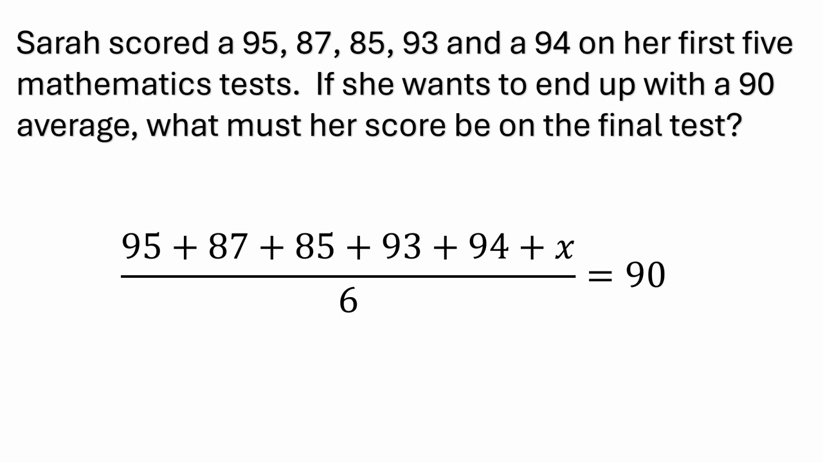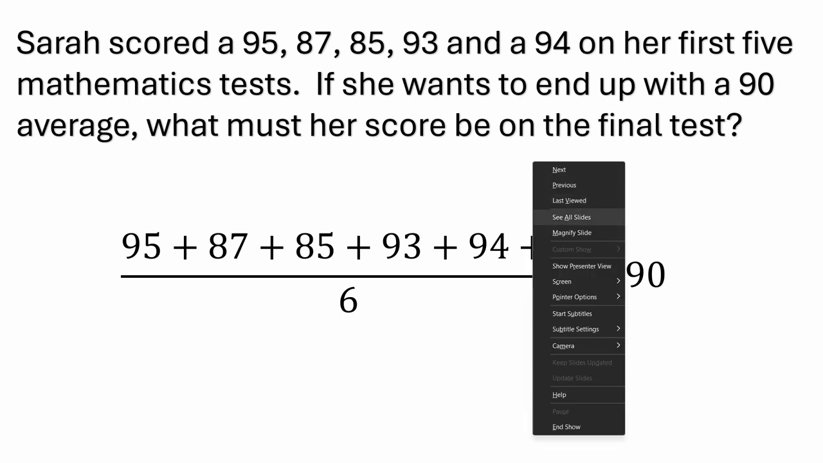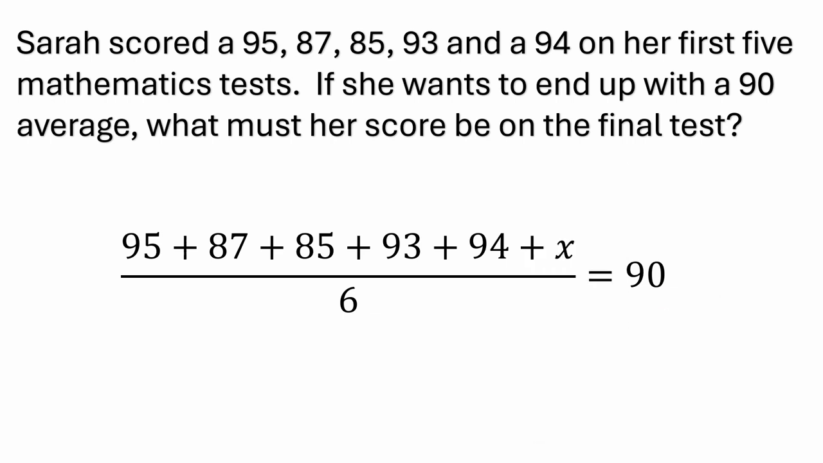All right, well, this one's pretty simple. If you remember how to calculate averages, basically you're adding up all the different test scores. We know that she's taken five tests, and she's going to take a final test, which would make six tests, right? So we have to add up all of her scores and then divide those by the number of total tests, which would be six.